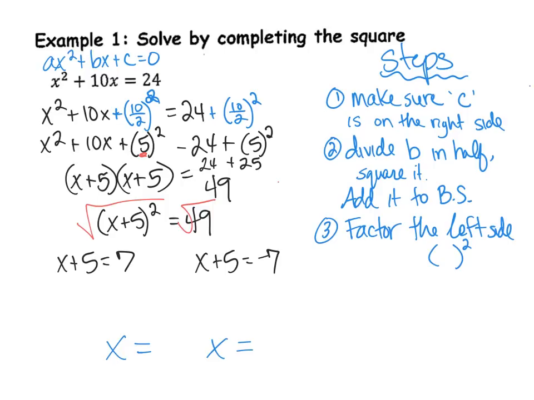Right? X plus 5 equals 7. X plus 5 equals negative 7. Solve it. I just found my x's. I just solved my problem.